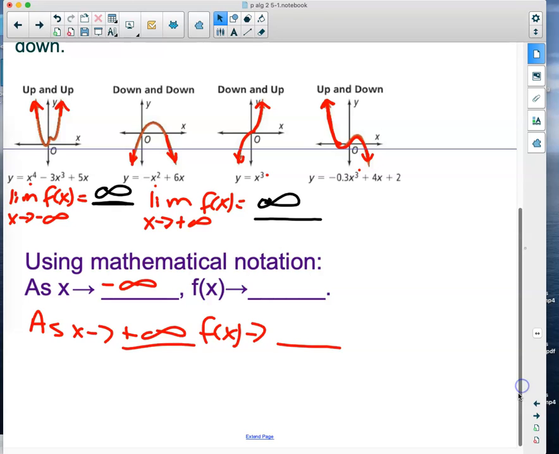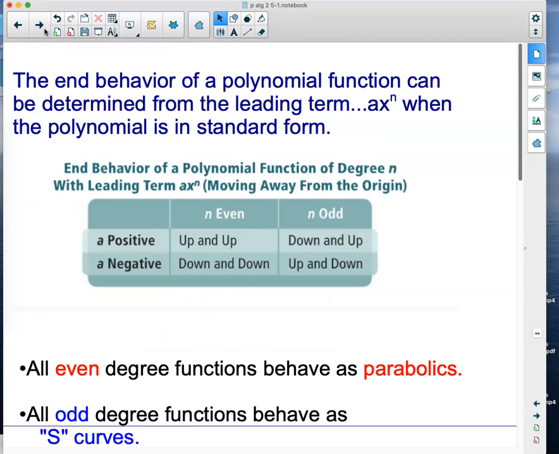Now, our objective is all about understanding how the degree tells us what's going to happen with the end behavior. And it turns out it's not just the degree. There's another piece to this. That's because the end behavior of a polynomial function can be determined from the leading term, a x to the n, when the polynomial is in standard form. End behavior of a polynomial function of degree n with the leading term of a x to the n, and like it says, moving away from the origin.